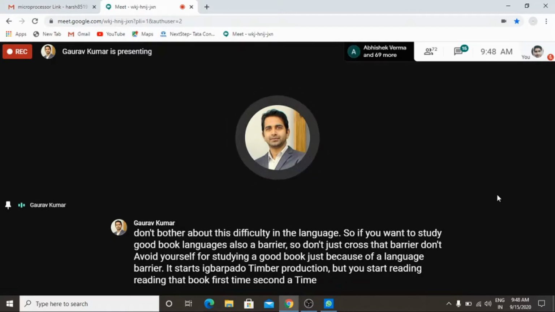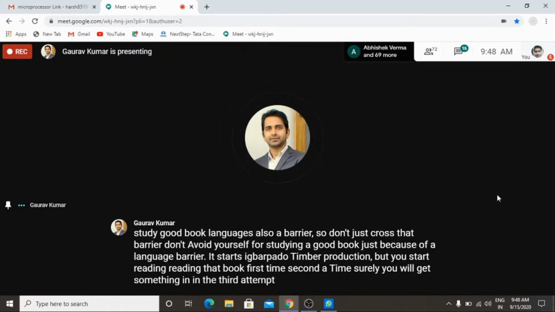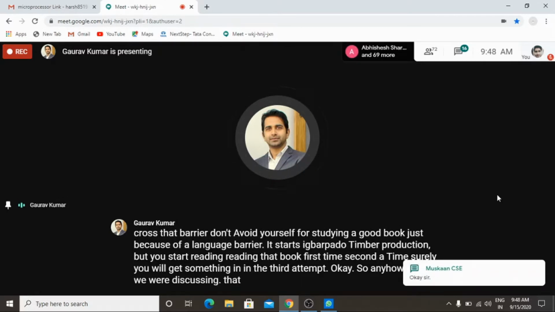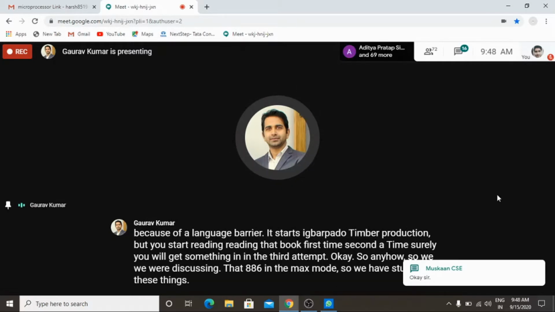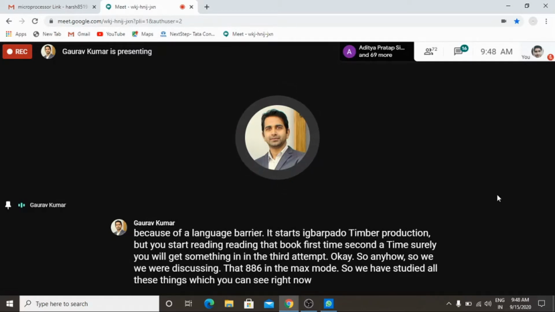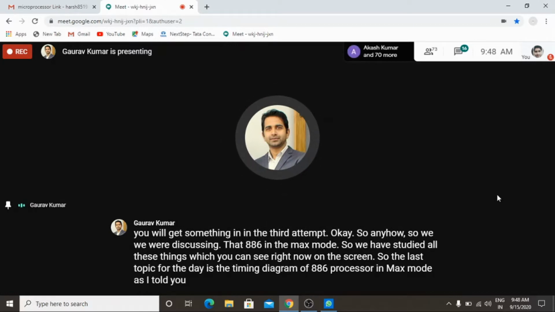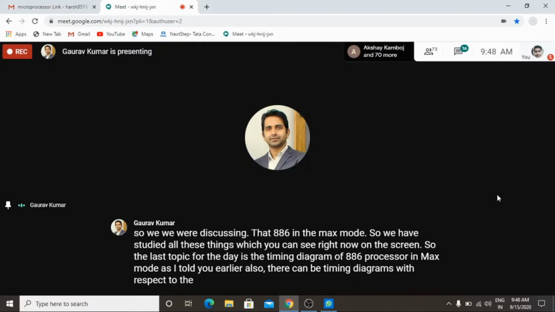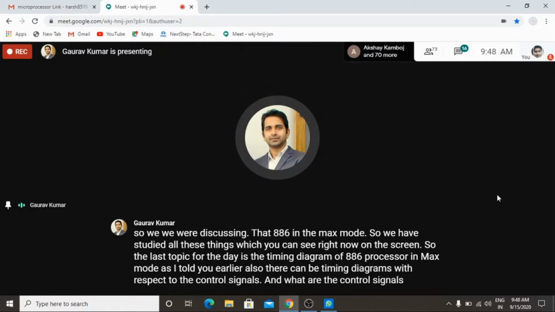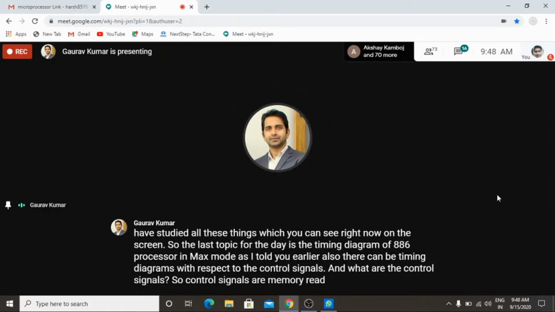Okay. So anyhow, we were discussing the 8086 in the max mode. So we have studied all these things which you can see right now on the screen. The last topic for the day is the timing diagram of the 8086 processor in max mode. As I told you earlier, there can be timing diagrams with respect to the control signals. And what are the control signals? Control signals are memory read, memory write, input read, and input write.